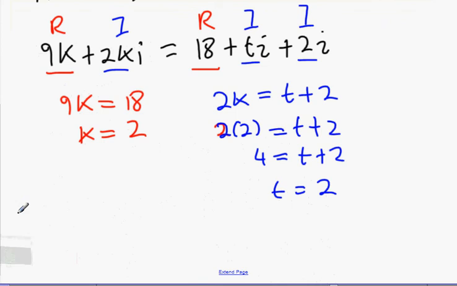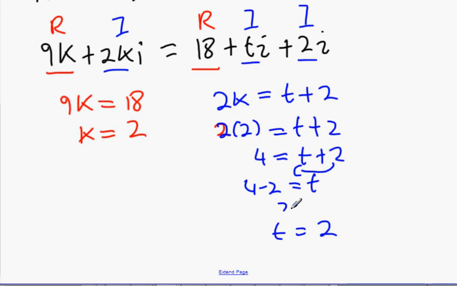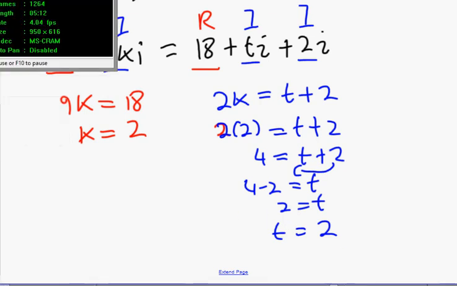What I did here was this. What I would have done was I would have brought the 2 over the other side, and I would have got 4 minus 2 equals t. 2 equals t is the same thing as t equals 2. So that's what I've done there. Okay, any other questions at the moment, James?